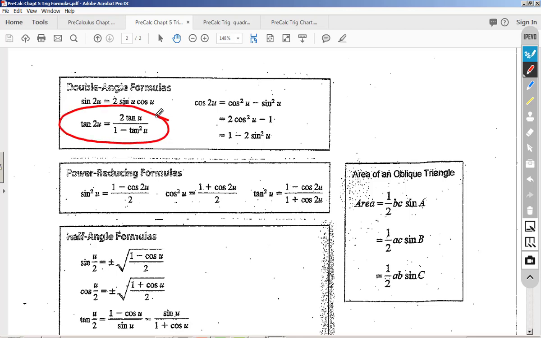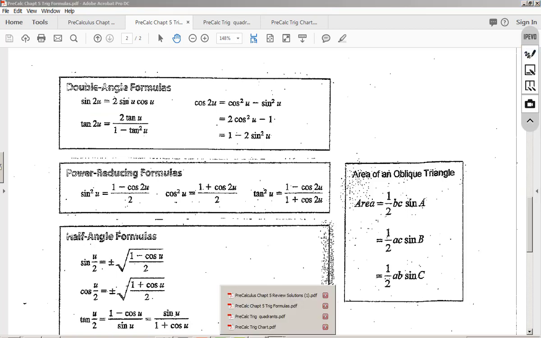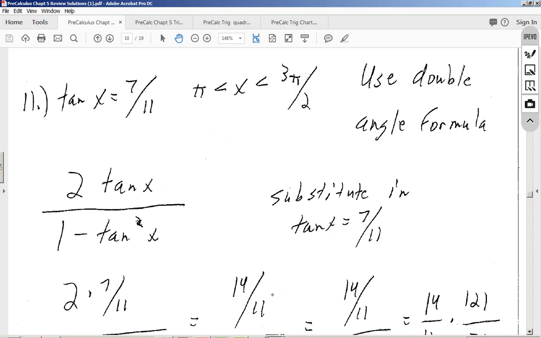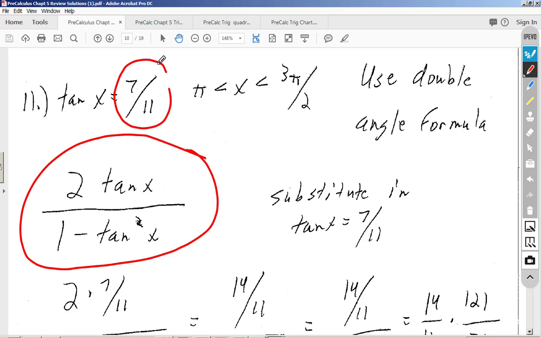So we know that the tangent of 2u is equal to 2 tangent of u all over 1 minus tangent squared of u. So that would be the very first thing that you want to do, is you just want to go ahead and write that down. So notice I've written that down. So here's my formula, 2 tangent of x all over 1 minus the tangent squared of x. So this tells me that the tangent of x equals 7/11.